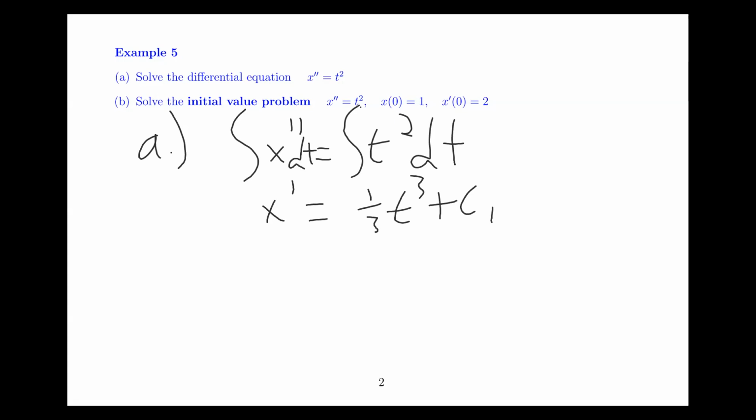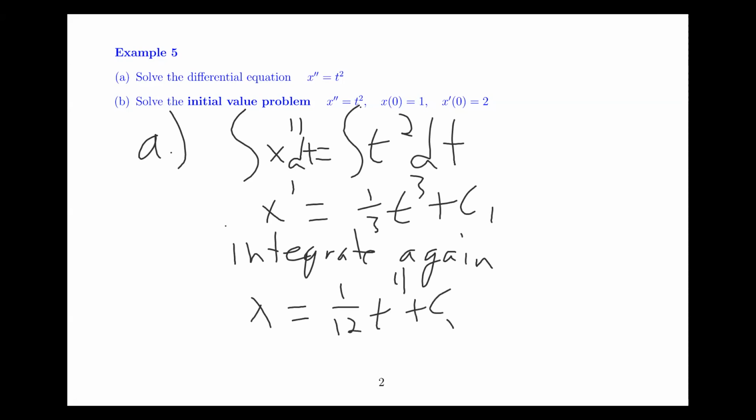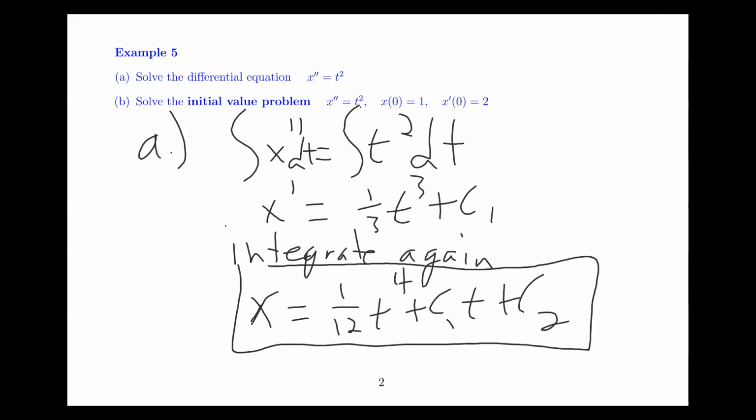And here's the general solution for just what x prime is. But really, we want, of course, what x is. So we integrate again. And the integral of x prime with respect to t is just x. And then the integral here is 1/12 t to the 4th plus c1 t plus c2. And this is our general solution. So the answer to part A, to the second order differential equation x double prime is equal to t squared.